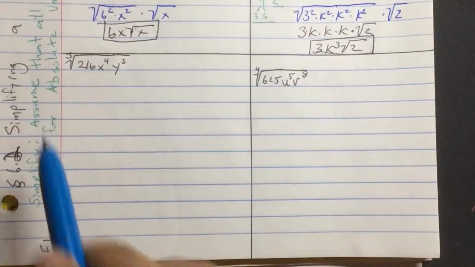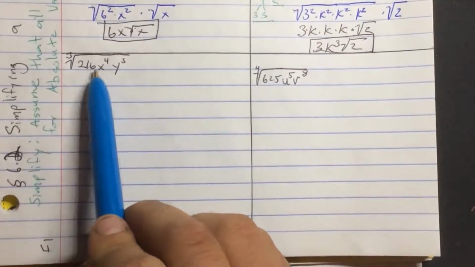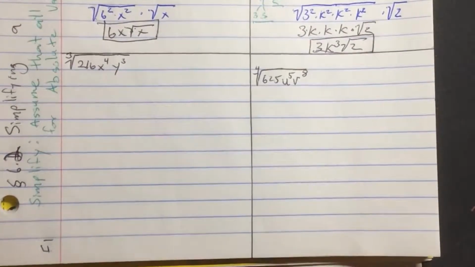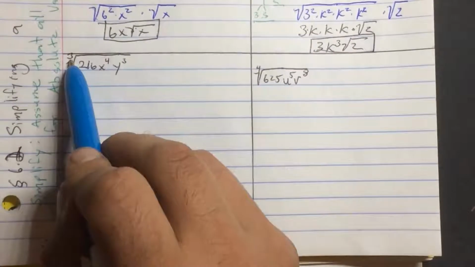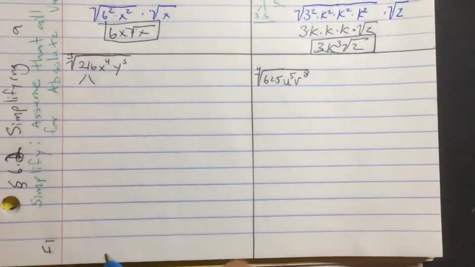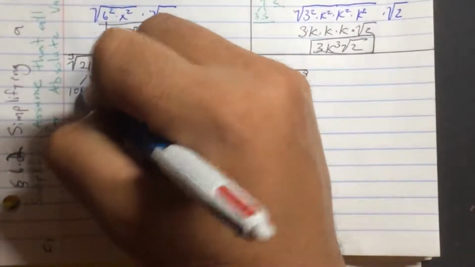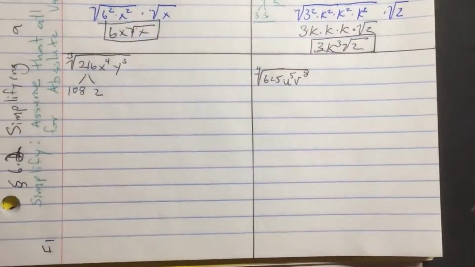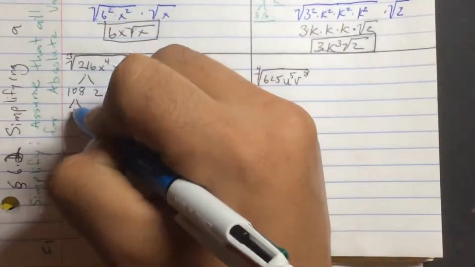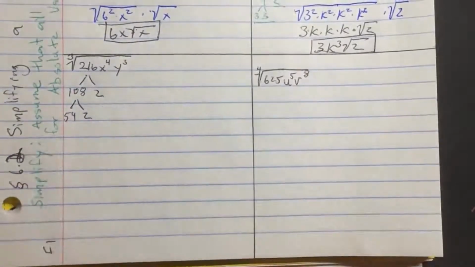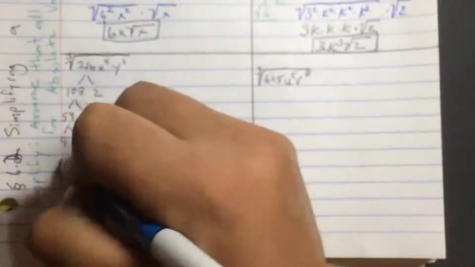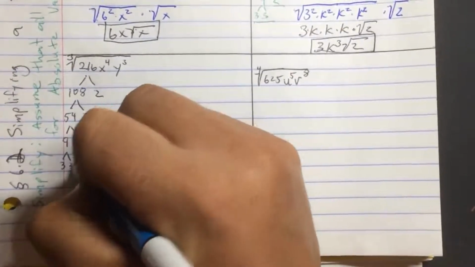All right, so this one here we have the cube root of 216 times x to the 4th power y cubed. So the first thing we're going to do is simplify this by breaking it down. Two numbers that multiply, I know, are going to be 108 and 2. Then 108 can also be divided by 2, so it's going to be 2 and 54. 54 is going to go into 9 and 6. They're going to have 3 and 3 and 3 and 2.